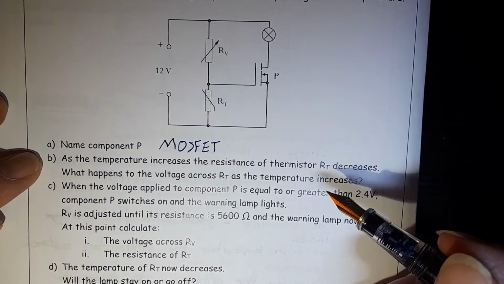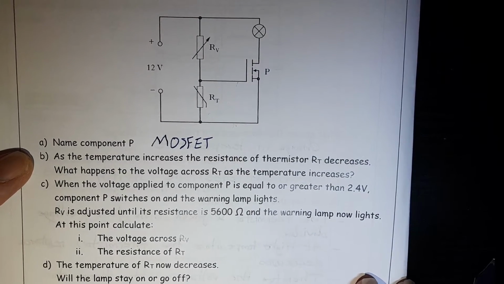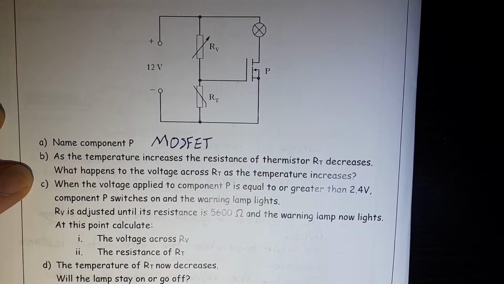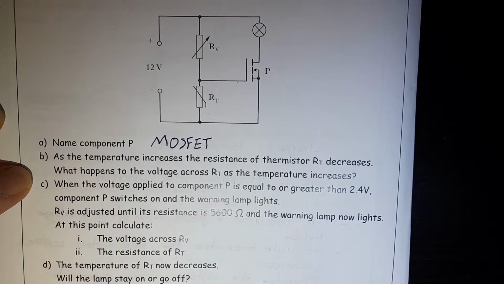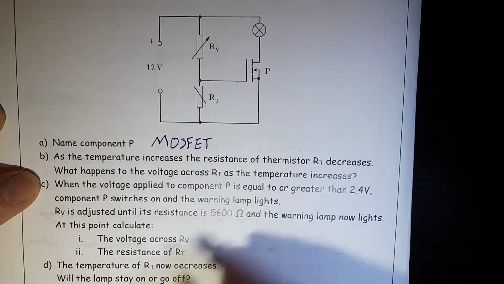As the temperature increases, the resistance of the thermistor RT decreases. What happens to the voltage across RT as the temperature increases? So I'll answer that one down here. B, as the temperature increases, the resistance of the thermistor decreases.